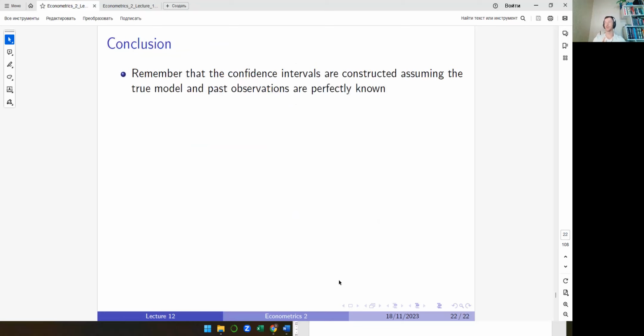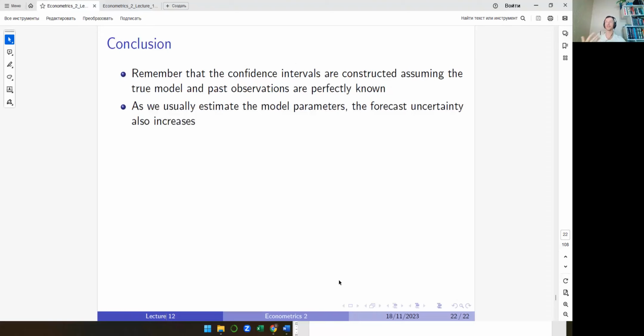So what we need to keep in mind here: we build the confidence intervals on the assumption that the true model is known and the past observations are also known. But in reality, they are not. In reality, we estimate the model parameters. Therefore, the forecast uncertainty is going to be even larger than we have computed. So the uncertainty would be larger. This is very important to remember.